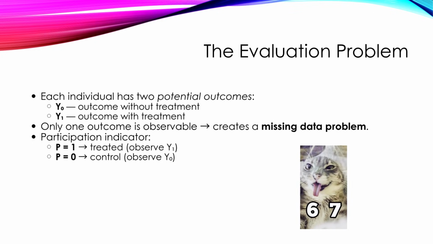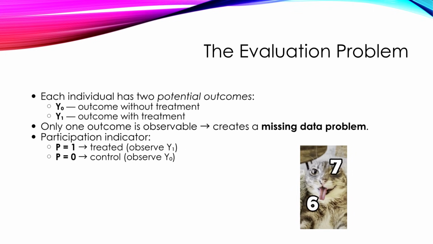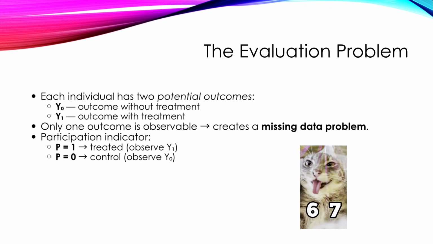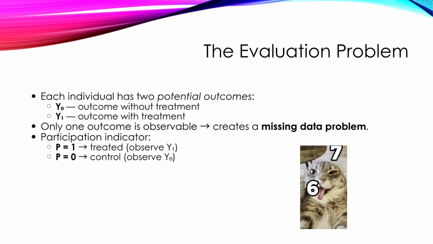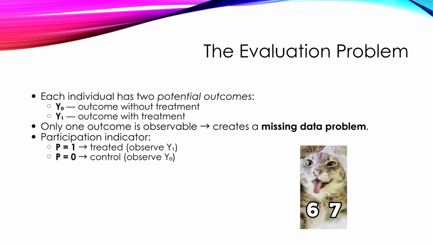The observed outcome Y depends on the participation P. If P is equal to 1, the individual participated or is treated, therefore Y would equal Y1. If P is equal to 0, the individual didn't participate or is not treated, therefore Y would equal Y0. And so Y, the outcome of interest, is equal to P multiplied by Y1 plus 1 minus P multiplied by Y0. So if P is equal to 0, then Y will be equal to Y0 and vice versa. And so establishing causality is hard due to the inability to observe both Y0 and Y1 simultaneously.